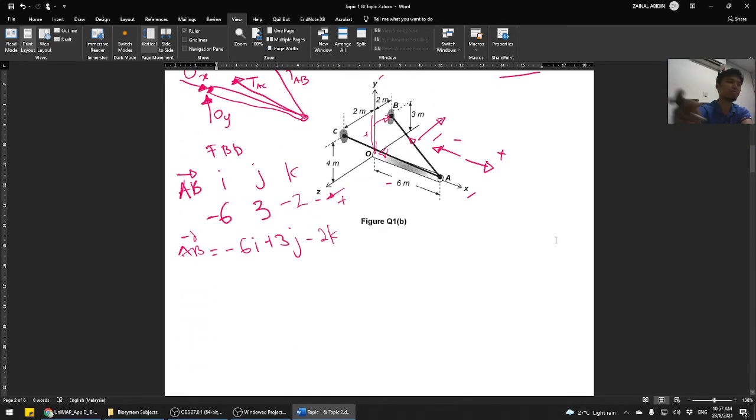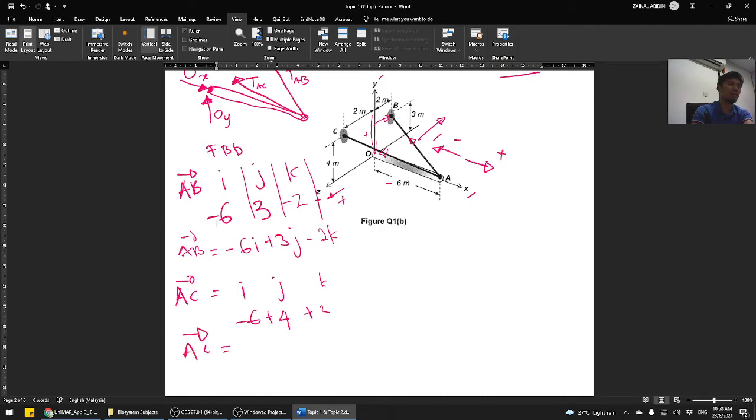Okay, let's do vector AC. Let me scroll a little bit. If you don't know, just make a table like this: I, J, K. So from A to C, it seems there is minus 6 on the x direction, for the y positive 4, and z is positive 2. Positive 2, if positive we don't write it, only write minus. So the vector AC is minus 6i plus 4j plus 2k. Simple.